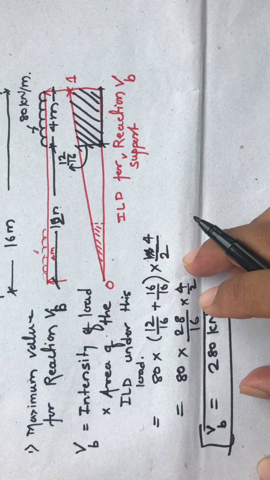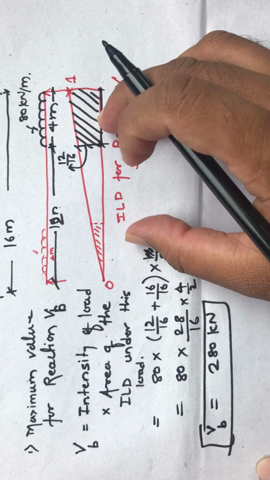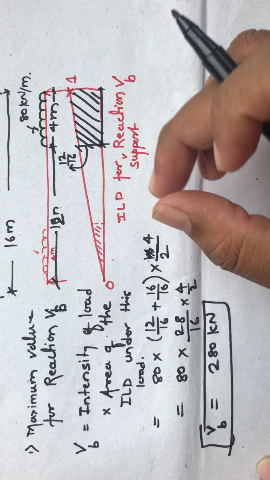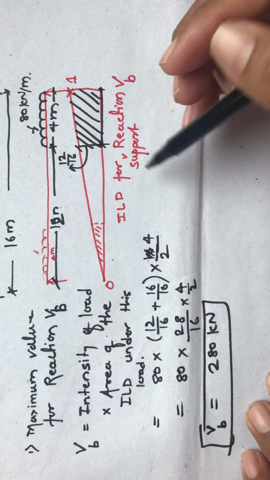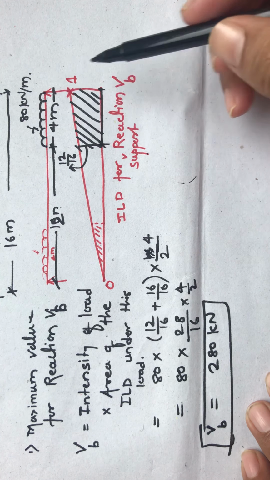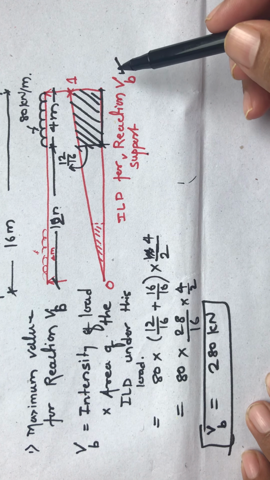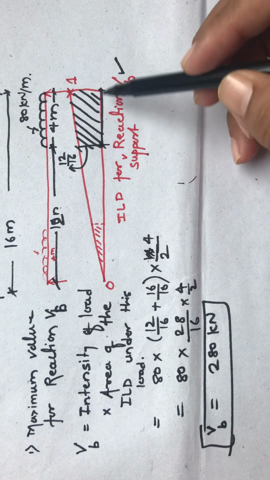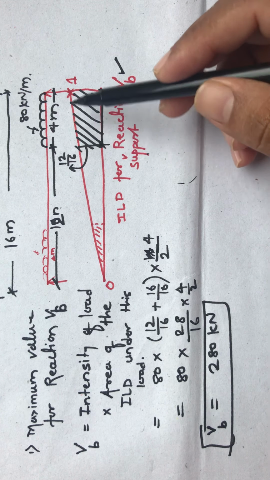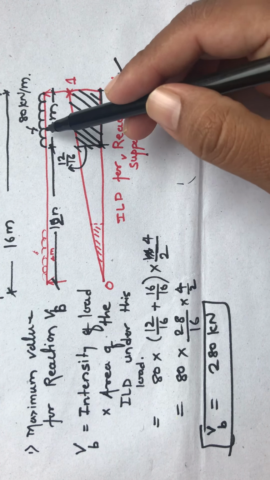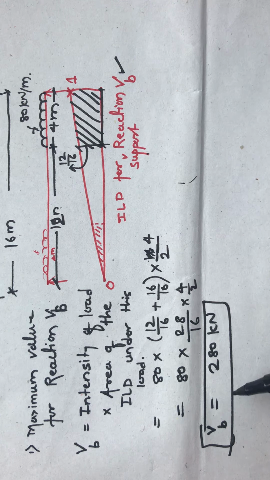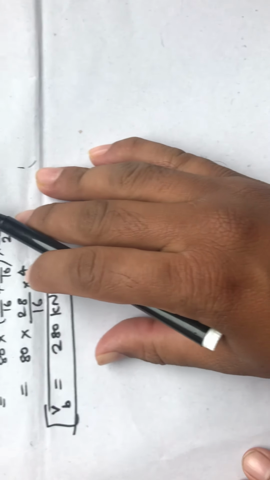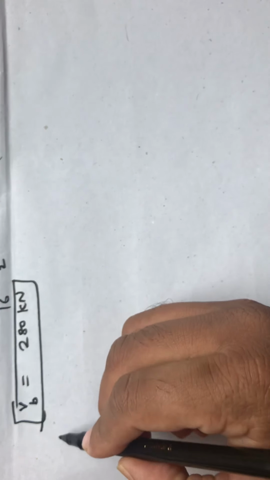Okay, you got it. So what is the use of this influence line diagram? From this influence line diagram we will get to know that if the load is at this position, we'll get the maximum reaction VB, because where the area is more, if that load is there under it, we'll get the maximum reaction VB. Now we'll take the second example.